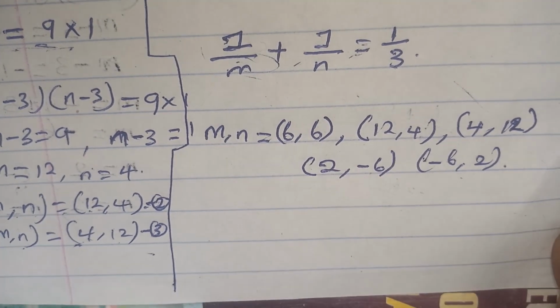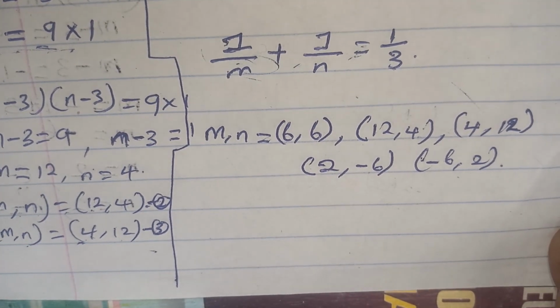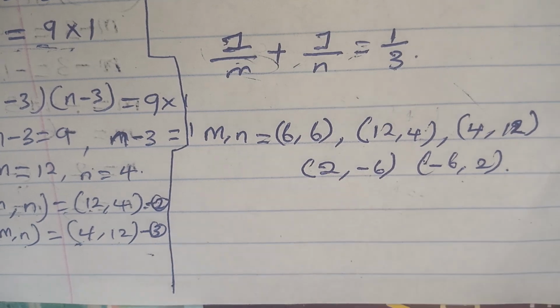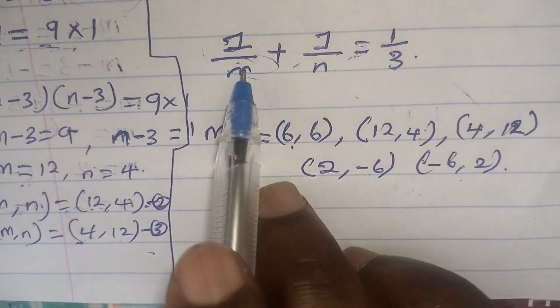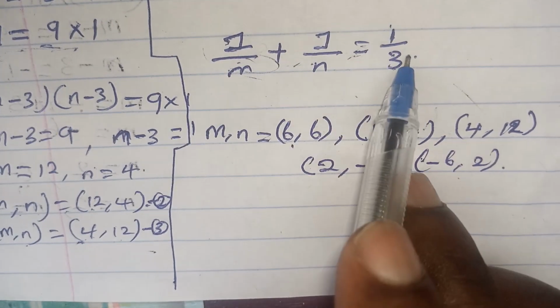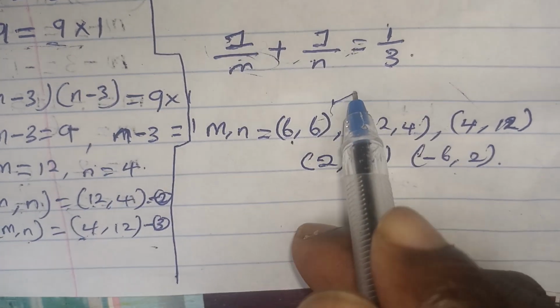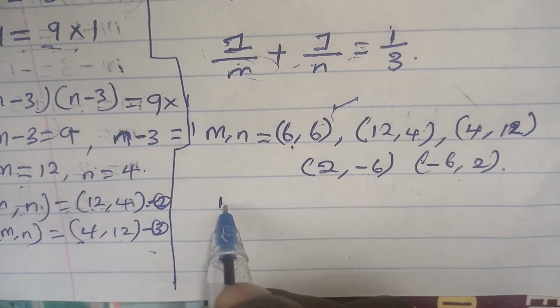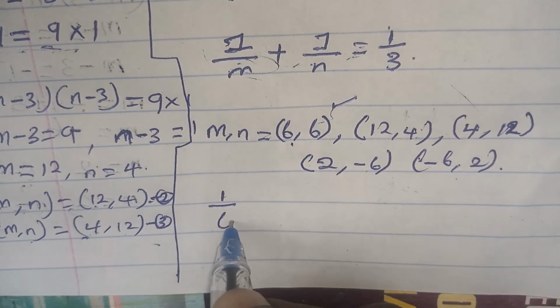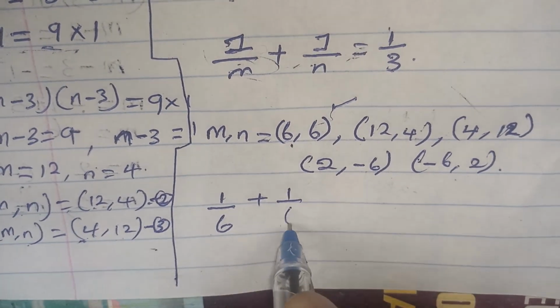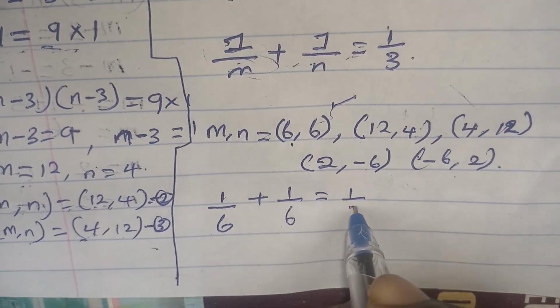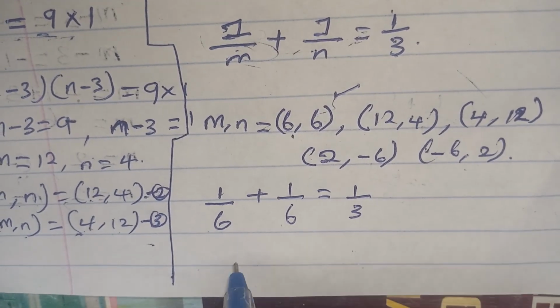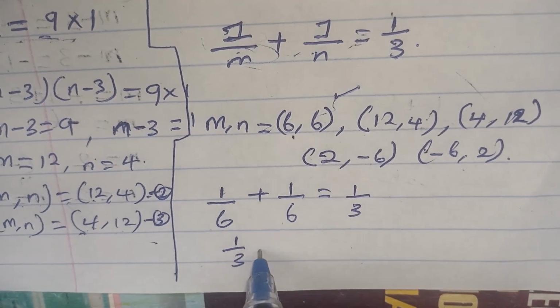So these are all the possible values for m and n. If we pick any of these values and put it into this formula, we are going to have 1 over 3. So let's try the first value, which is 1 over 6 plus 1 over 6 is equal to 1 over 3. So if we do everything here, we have 1 over 3 is equal to 1 over 3.